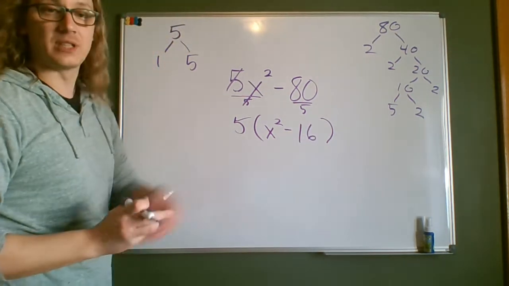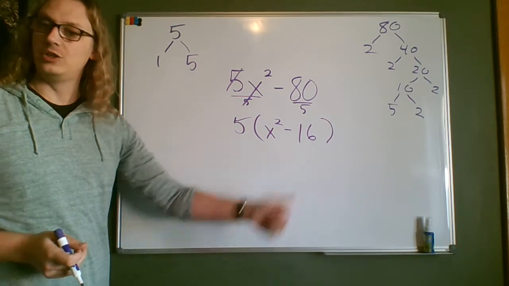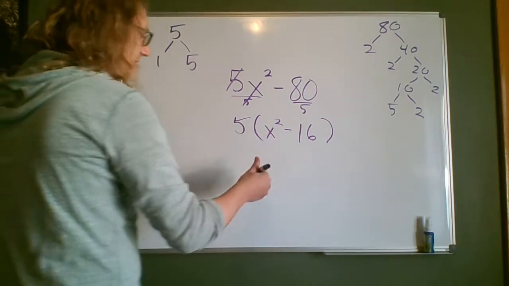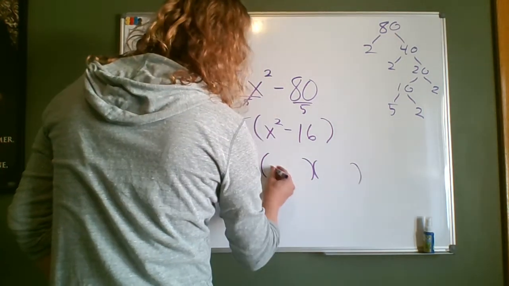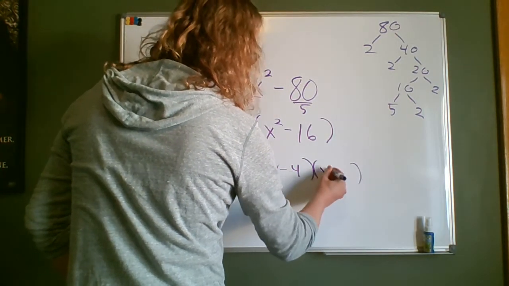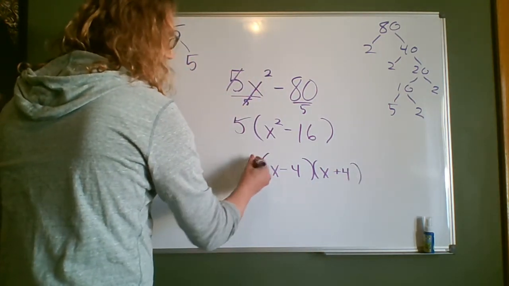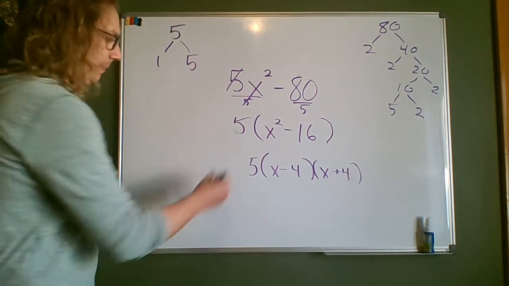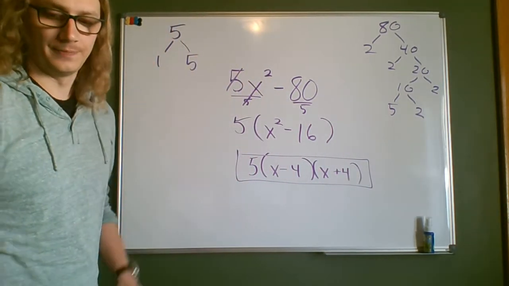And now when we see what's on the inside, that looks like something we can play with. That's something that we could do yesterday. So we're going to break that up now. X squared minus 16 is x minus 4, x plus 4, and don't forget the 5 out front. So there is your answer.